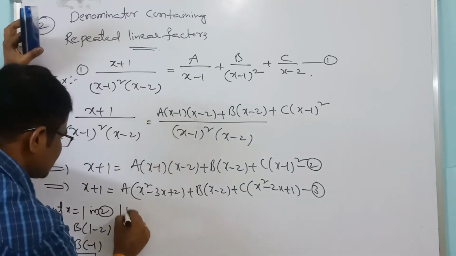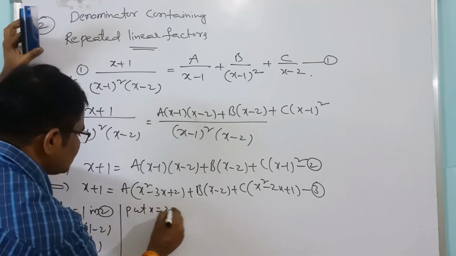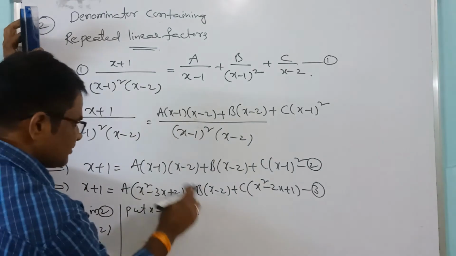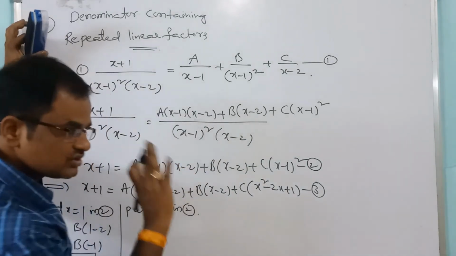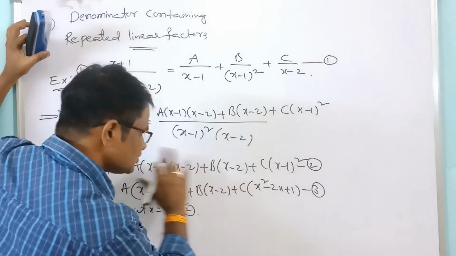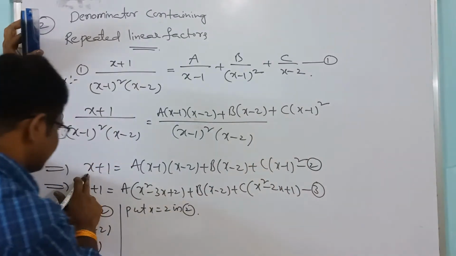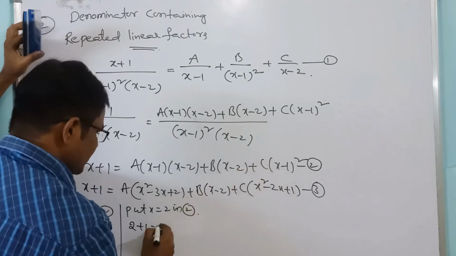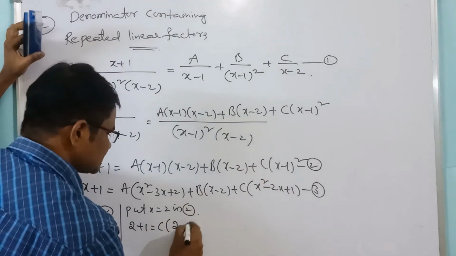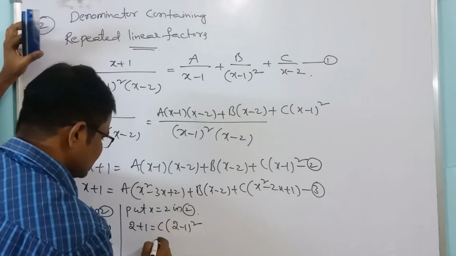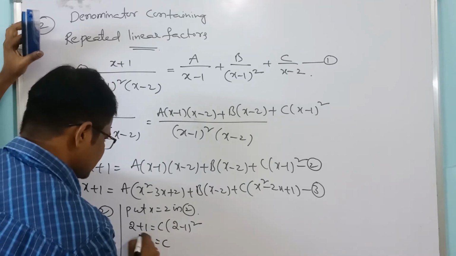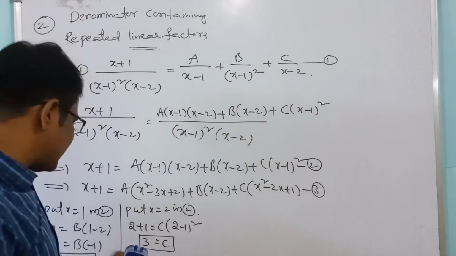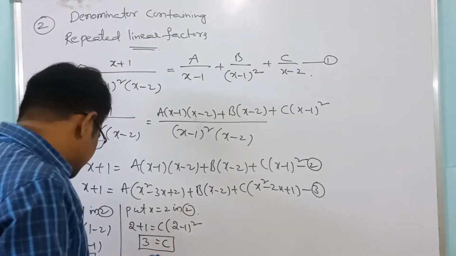So one value you got. Next, one more substitution: put x equal to 2 in equation number 2. Now if you substitute x equal to 2, 2 minus 2 becomes 0. Here 2 minus 2 is also 0. What is remaining here? Left side is 2 plus 1 remaining. This is 0, this is 0. Now C into 2 minus 1 whole square, which is 1. So C equal to 3. Now for getting the third, here A, B and C, we got B and C.